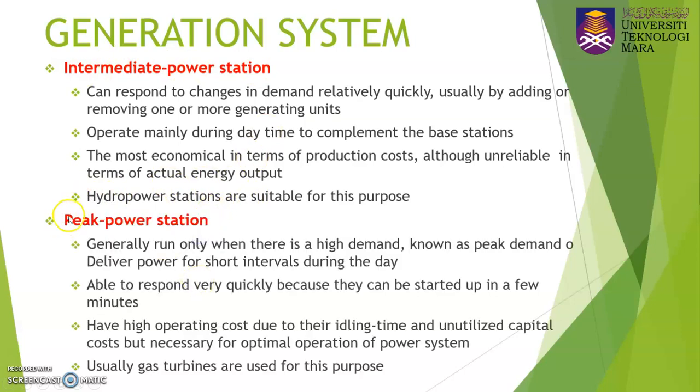And then the last one is the peak power station. The peak power station generally runs only when there is high demand, or what we call peak demand, and it delivers power for short intervals during the day. So in the case of the base power station, it must operate continuously. The intermediate power station operates mainly during the daytime, but the peak power station operates only during short interval times during the day.